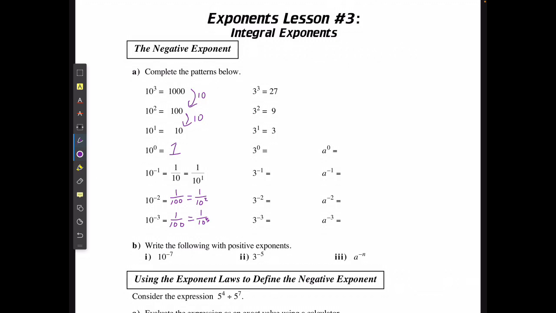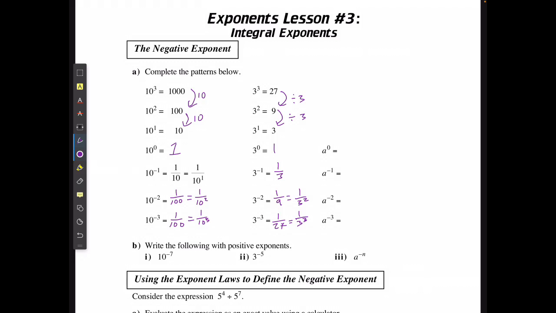If I'm doing the same process with 3, I'd start at 27, which is 3 to the power of 3, and then divide by 3 to get to 9, divide by 3 to get to 3, divide by 3 again to get to 1, and then once I get into the negatives, I'm going to divide by 3 again, so 1 divided by 3 is just 1 over 3. That number divided by 3 is going to be 1 over 9, which is the same as 1 over 3 to the power of 2. And keep going, and I get 1 over 27, which is the same as 1 over 3 to the power of 3.